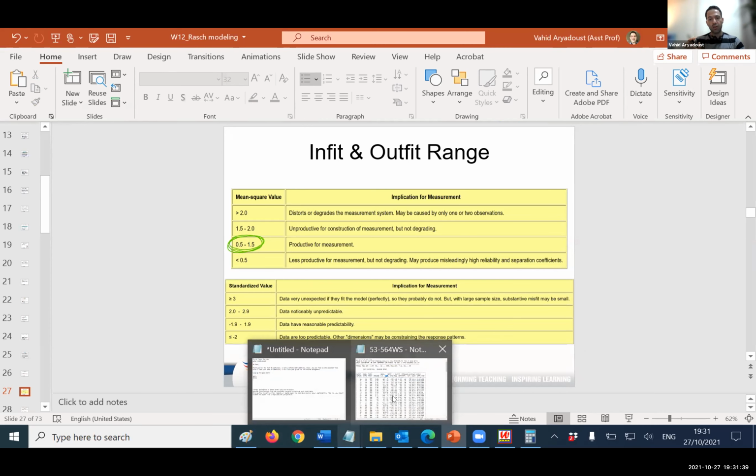How about this one? This is easier to make sense of. For item 36, infit MNSQ is this, outfit mean square is this. So would you say that this is reliable, accurate, or not? Yes, so this 2.60 is accurate and we can rely on it because of this and this. All right, guys, I think you should now be able to make sense of it more.